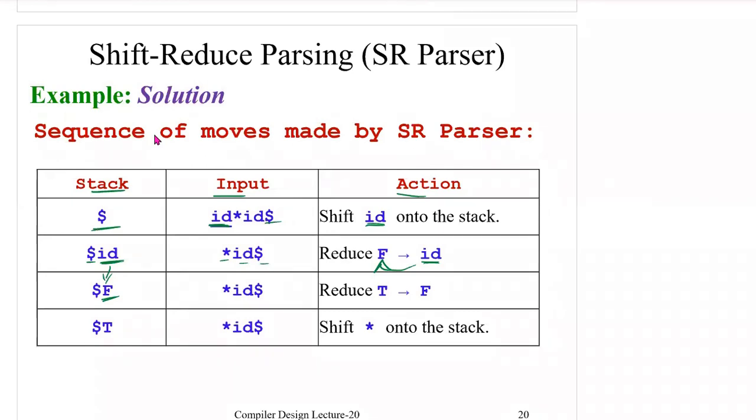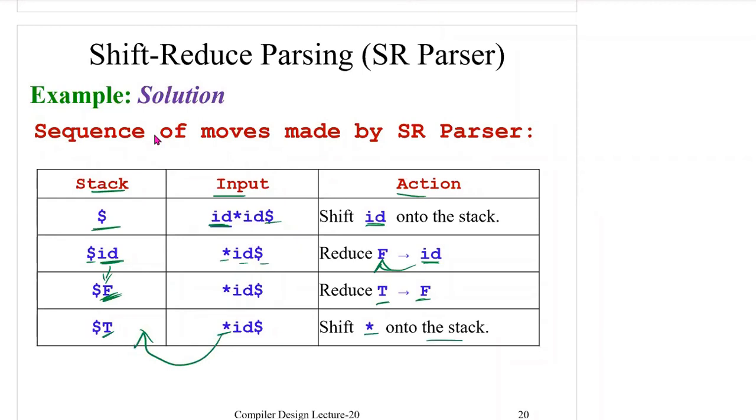Next, F can also be reduced. Why? Because finally we want T derives T * F. For that we have a reduction. F can be reduced to T, since T derives F. So again reduce. Now for T, we don't have any reduction. Then what do you have to do? You have to shift input from the input to the stack. Now the star is pushed onto the stack.